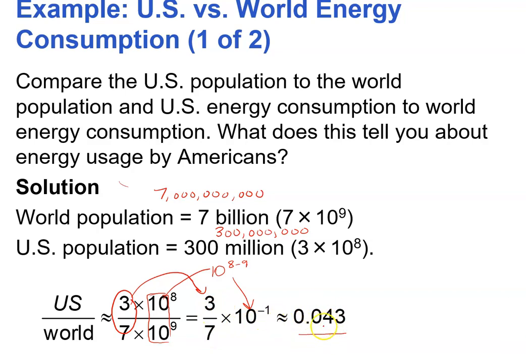This is not in scientific notation, right? It's just, and they have rounded this number because we've got an approximately equal sign right here. So if we were going to compare the U.S. population to the world population, we would make a fraction, and then we would simplify that fraction.